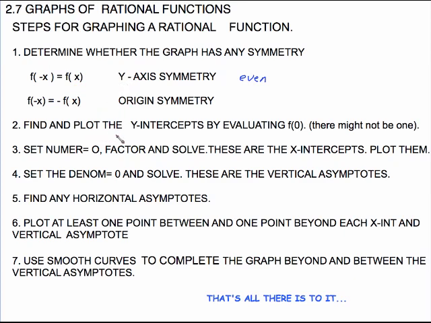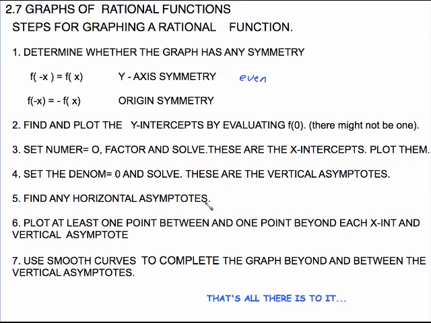Number two, find and plot the y-intercepts by evaluating f of 0. There might not be a y-intercept. Number three, set the numerator equal to 0, factor if necessary, and solve. This is going to give you the x-intercepts, and then you plot them. Set the denominator equal to 0 and solve. This is going to give you your vertical asymptotes.